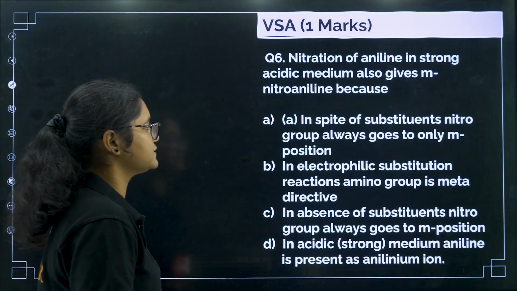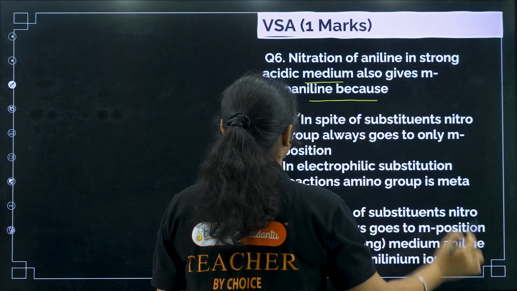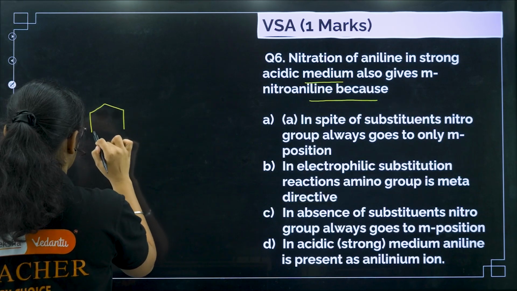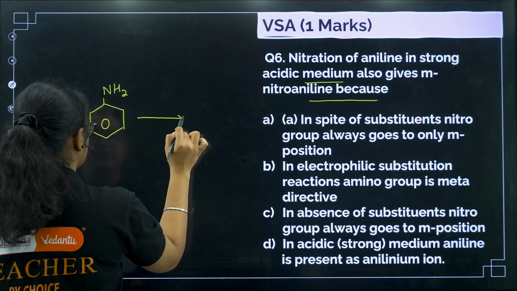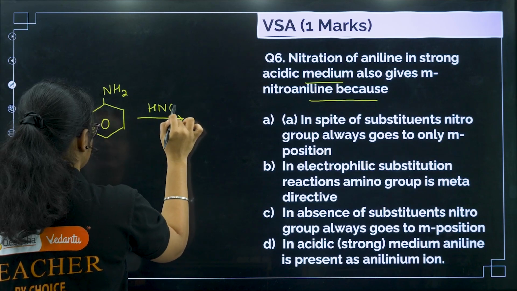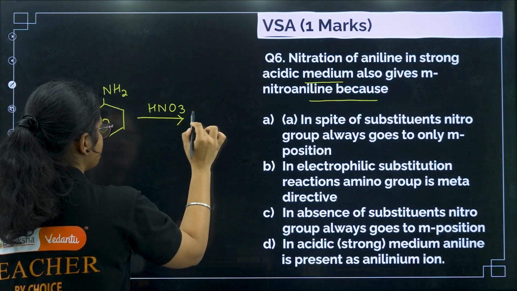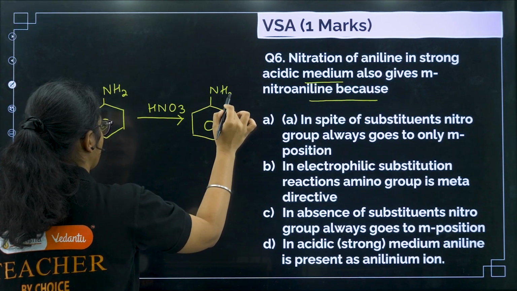Next is question number 6. Nitration of aniline in strong acidic medium also gives meta-nitroaniline. So now you see, if you have taken NH2, okay, and you treat it with concentrated HNO3. So what happens, this is a Lewis base, this is an acid. So first what happens, we get here protonation, the anilium ion.